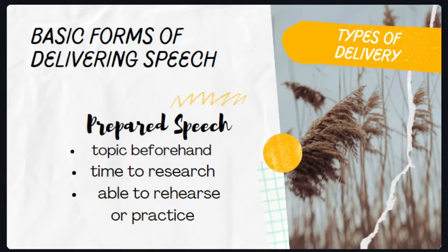So the most common forms of public speaking include delivering a prepared speech and an impromptu speech. So these are the two basic forms. In a prepared speech, the speaker is given the topic beforehand. He has the time to research about the topic and is able to rehearse or practice prior to delivering the speech. Speaking before thousands of graduating students or addressing a crowd during a business conference usually falls under this category.